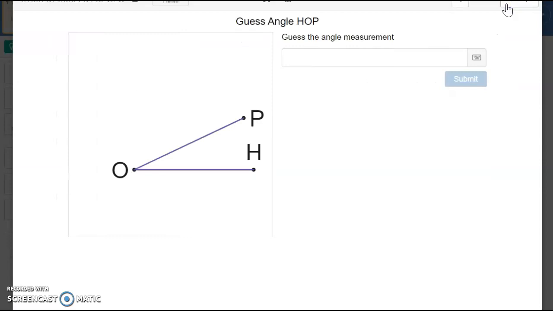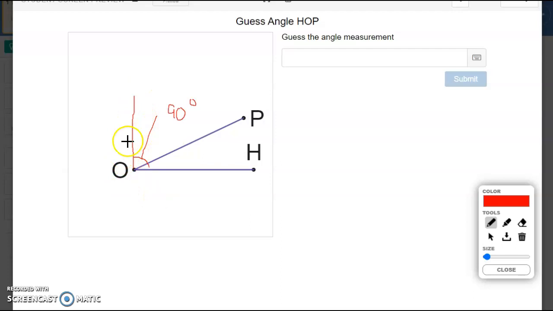All right, then card number 2, guess angle HOP. What does that mean? H is here, O is here, and P is right there. That means we're looking for this opening right there. How big do you think this opening is? Remember, what do we know? We know that a right angle that goes straight up would look like 90 degrees. So if I have a vertical line right there, we know that this is 90 degrees.